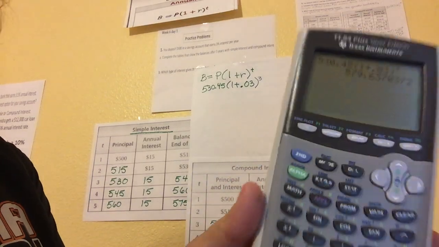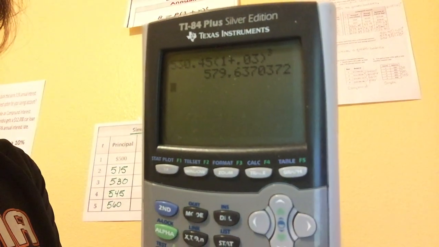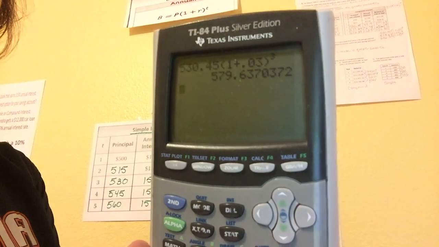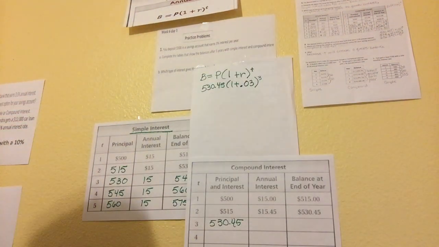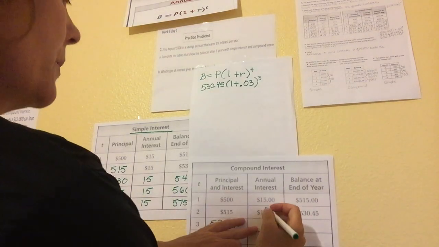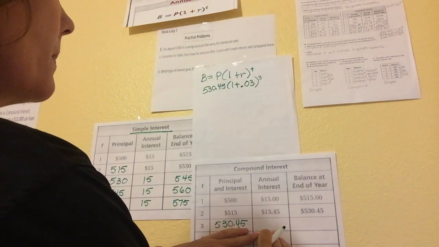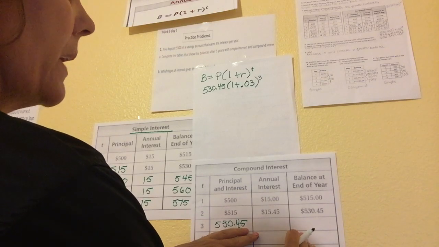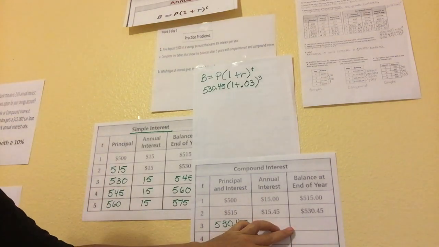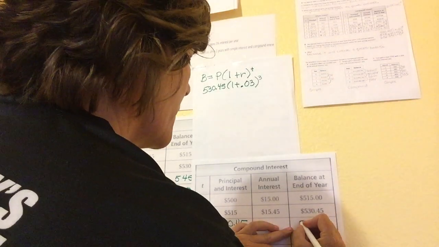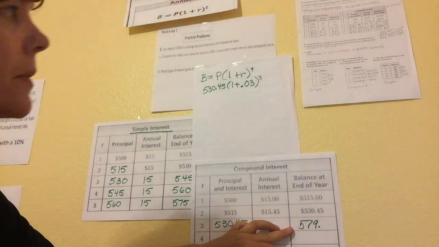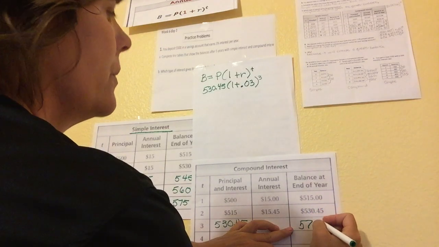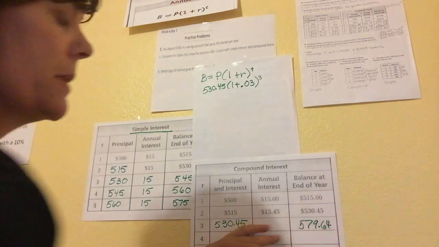And I'm going to get 579, and let's just round that to .64. Okay? So let's put, oh, I kind of skipped a step. So we're going to put the 579.64 over here, okay? I'm going to go back in just a second, okay, and show you what I skipped, okay?